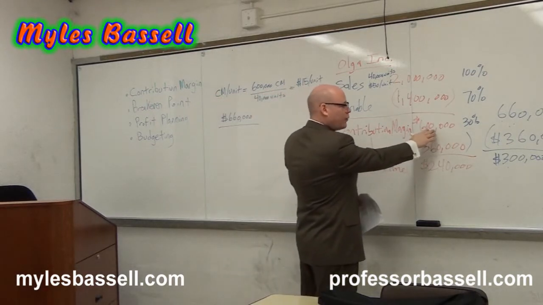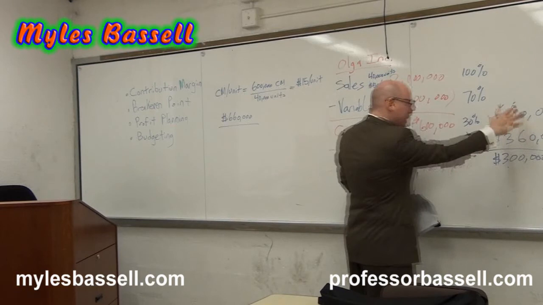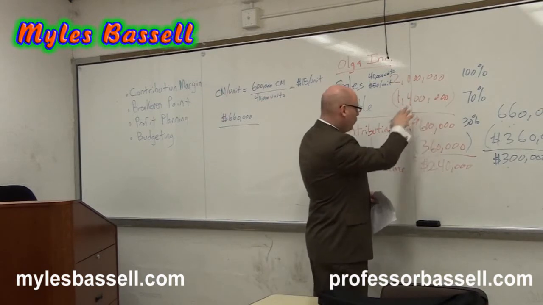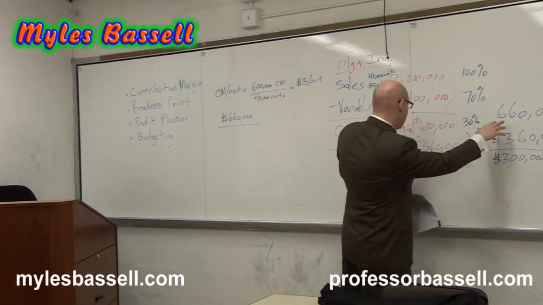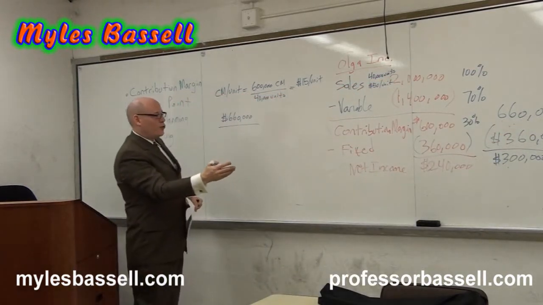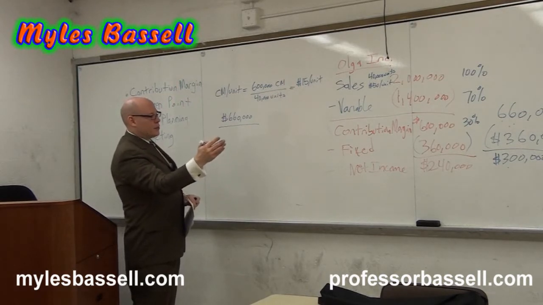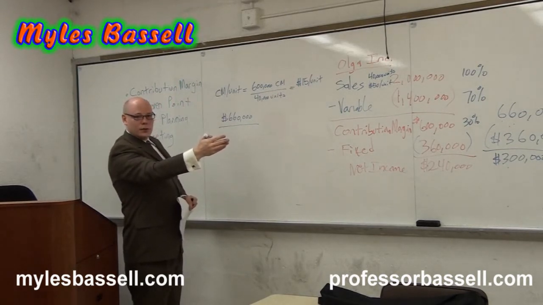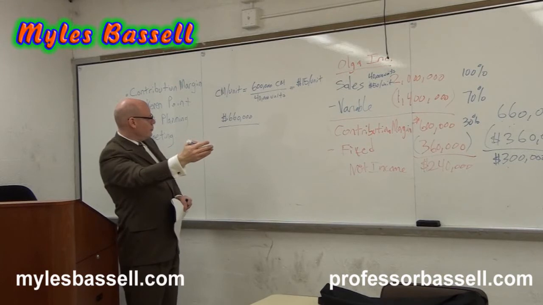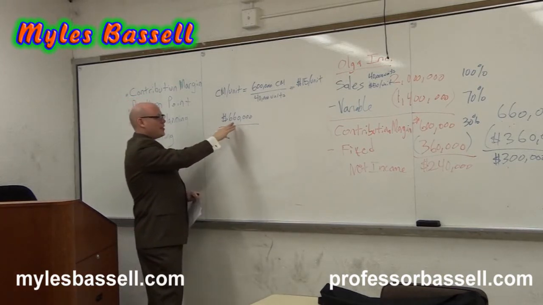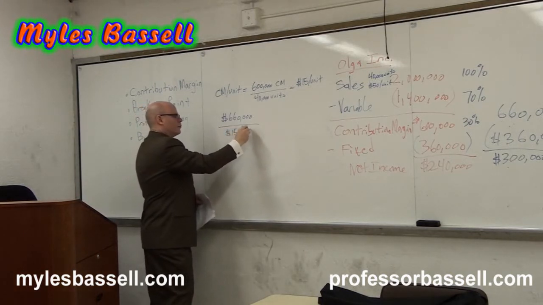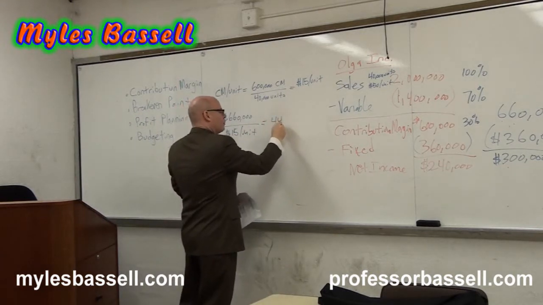So it was 600,000. Now it's going to be 660,000 because why? We're selling more, so that means our variable expenses are going to go up. If our variable expenses go up, what's going to happen to the contribution margin? All right, so tell us, Elena. 660,000 divided by $15 gives us 44,000 units.